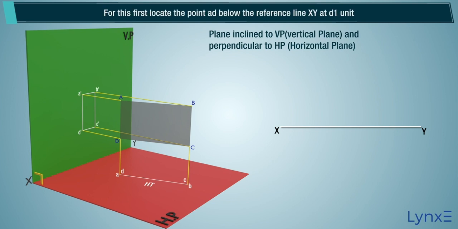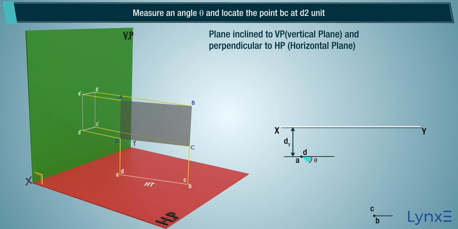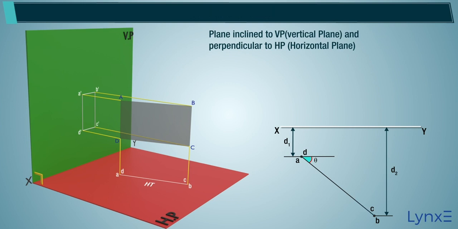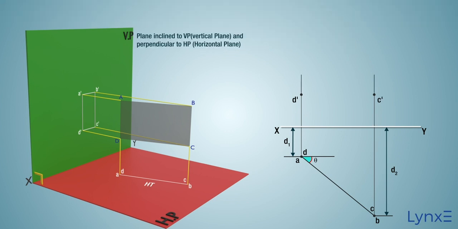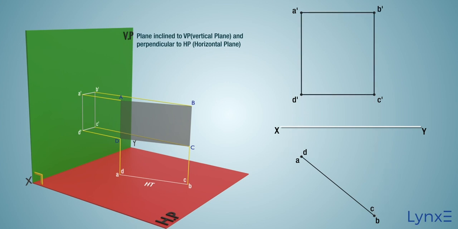For this, first locate the point ad below the reference line XY at D1 unit. Measure an angle theta and locate the point bc at D2 unit. Then draw a line ad, bc. From these points, draw a vertical line to meet XY and extend them further for a distance H unit to get the points d' and c'. Then extend it further to locate the points a' and b'. Observe that by joining these points, we will get the front view.